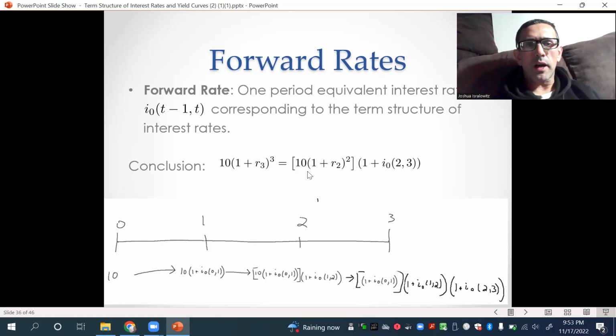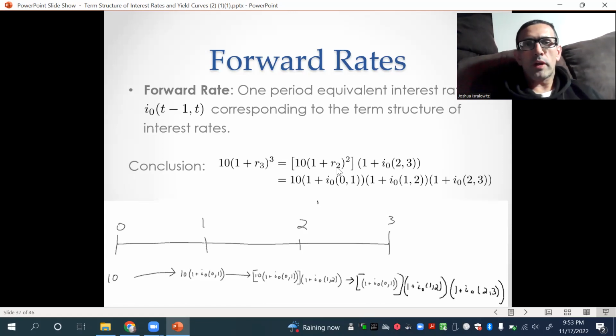Okay. But again, by definition, (1 plus R3) cubed is the corresponding growth for 3 years. So we conclude that this also equals 10 times (1 plus i_{0,0,1}) times (1 plus i_{0,1,2}) times (1 plus i_{0,2,3}).